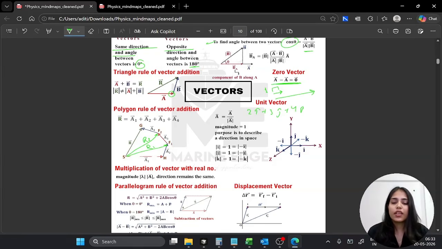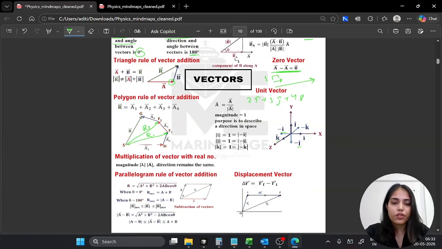That can also be taken as using these to calculate the unit vectors. And in the opposite direction we have minus i cap, minus j cap, minus k cap. I hope that part is clear to all of you.